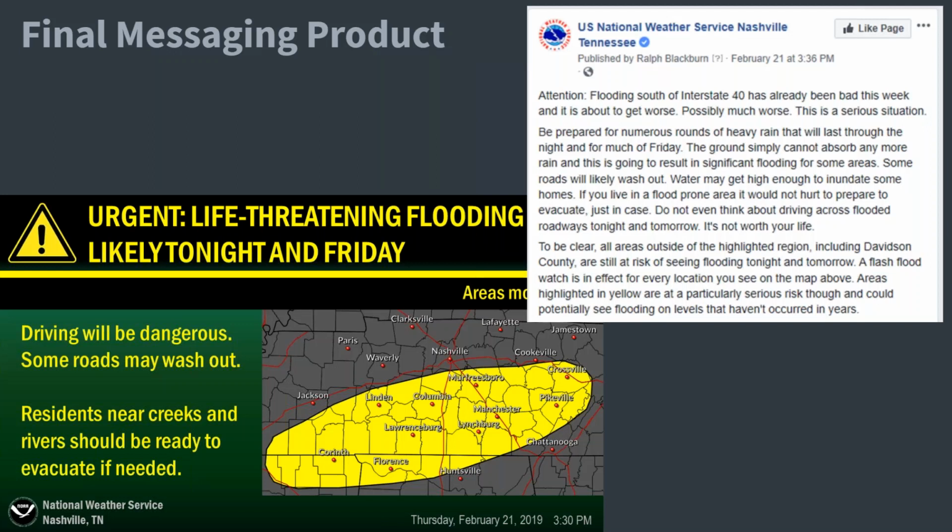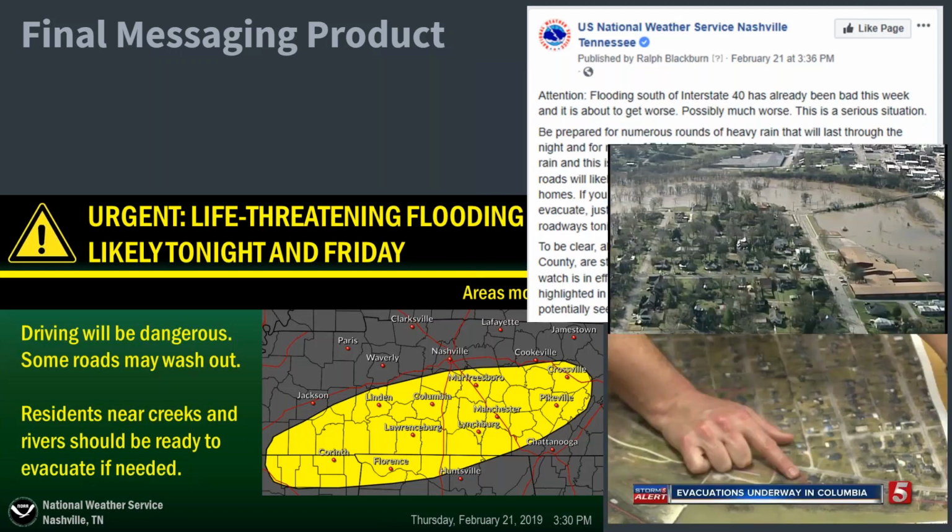And the text that accompanied it here, you can see in the first sentence, we said this is a serious situation. And then we gave actions. Driving will be dangerous, that's an impact. And then an action: if you live near a creek or river, you now need to be ready to evacuate before the rain even gets there. That's how confident we were that it was likely something could happen, that they should just be ready to evacuate right now. And they needed to.